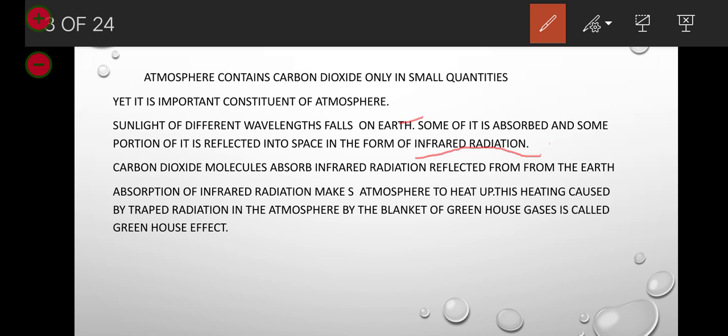We also say it is a blanket. This blanket does not let the reflected rays escape back into space, and it keeps them in itself. So that is called a blanket. Greenhouse gases we call a blanket, and this effect is called the greenhouse effect. This process of absorbing the reflected radiation from the earth and keeping the earth warm is called the greenhouse effect. Okay, let's go for the next one.